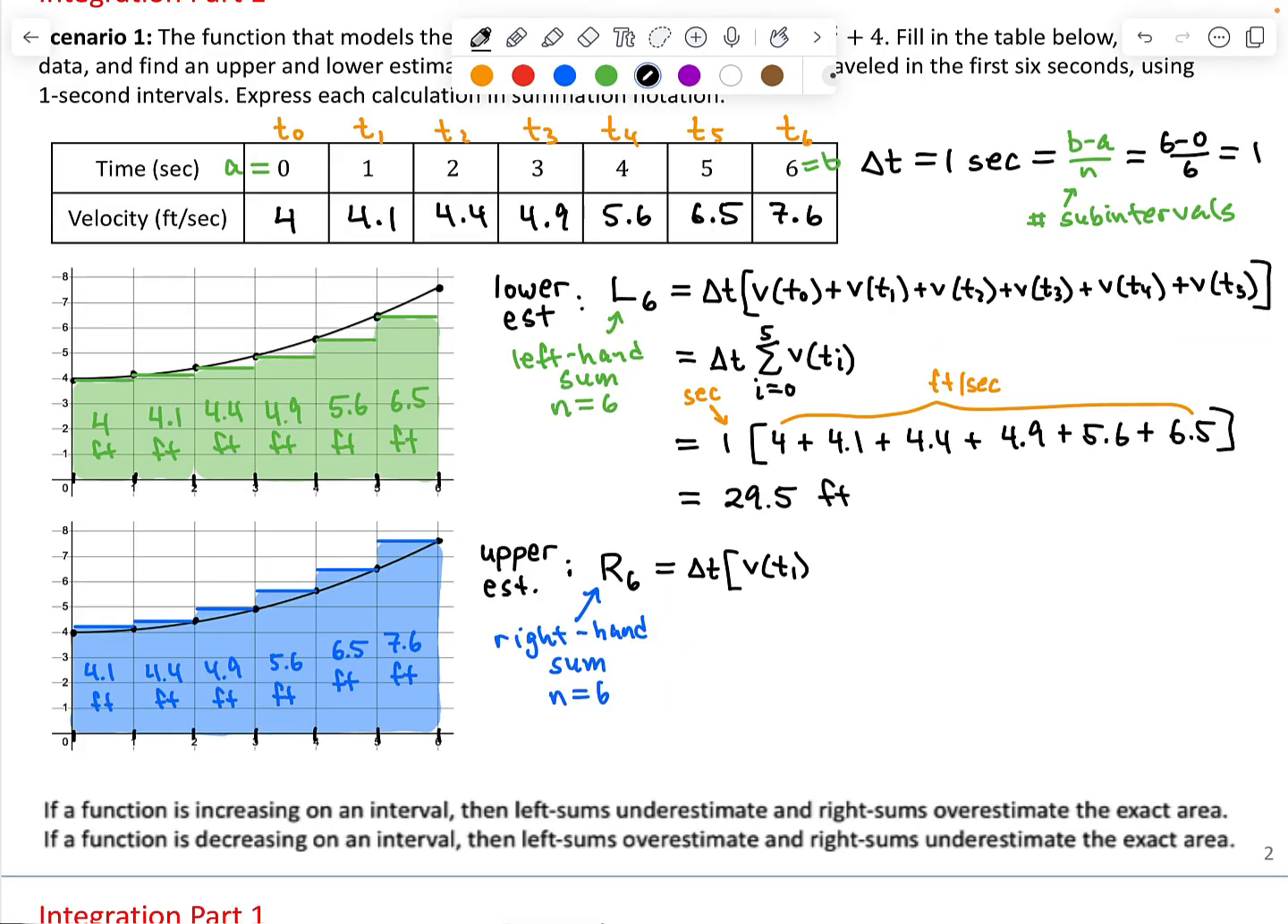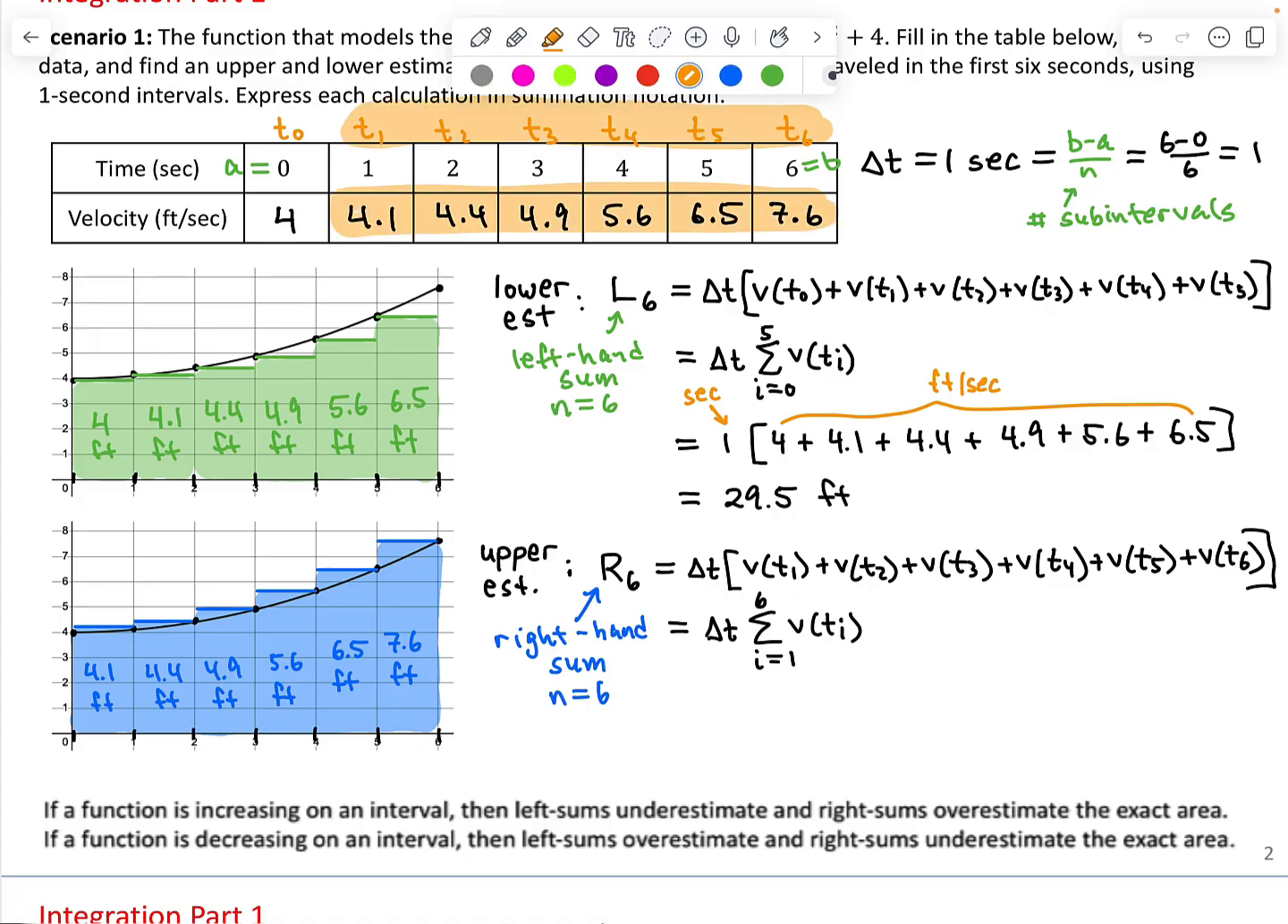The first velocity we used was v of t1. That was the velocity at the right side of the first subinterval. And then v of t2, v of t3, v of t4, v of t5, and the last one we used was v of t6. In summation notation, we could leave the delta t factored out, and we can say sigma. We did v of t sub i, but this time i varied from 1 up to 6, meaning we use these times, and hence these velocities. So in this case, we had 1 times, and then these 6 numbers, which add to 33.1 feet.